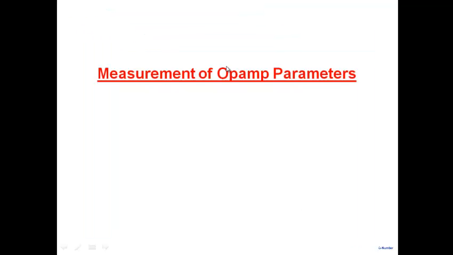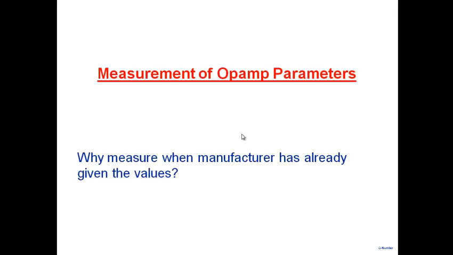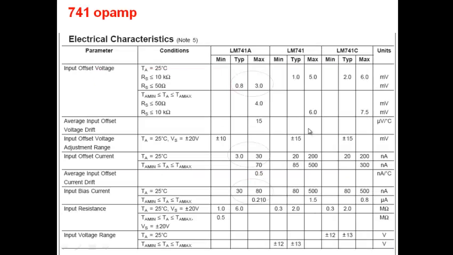Okay, so what we have to do is, as I said, in the first part of the experiment, you have to measure the opamp parameters. Now you must be wondering, why measure the parameters when the manufacturer has already given them to you? I just showed you the data sheet. The manufacturer has given you 0.8 millivolts here, 30 nanoamperes here. So why measure it? The values are already given.